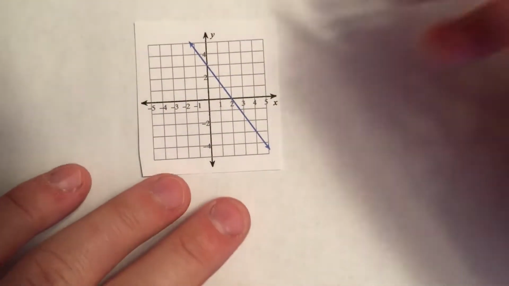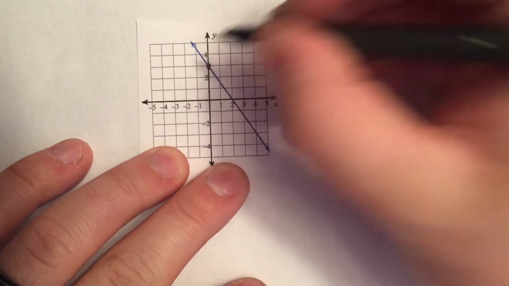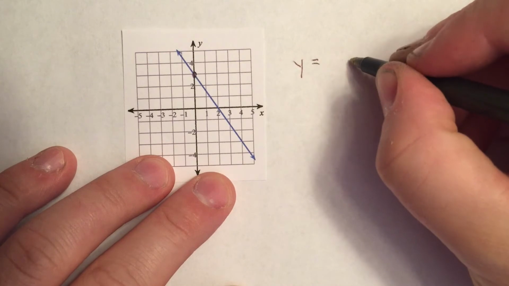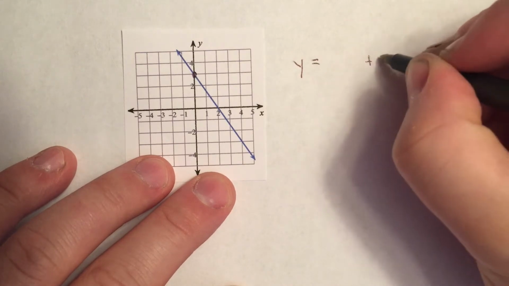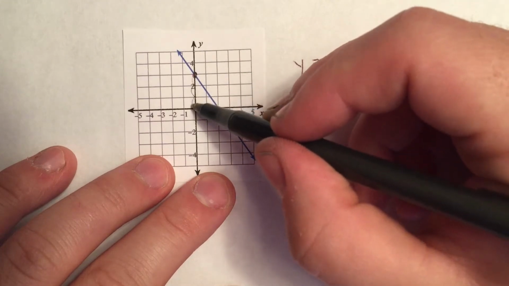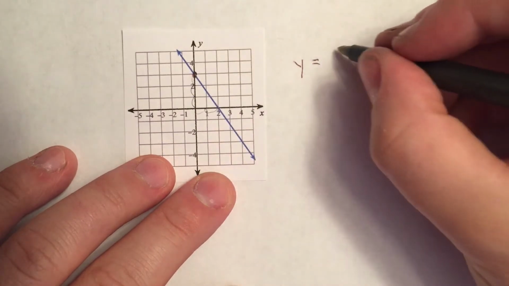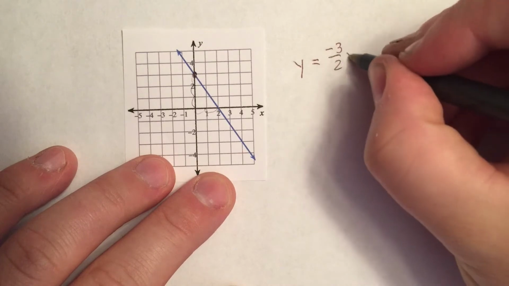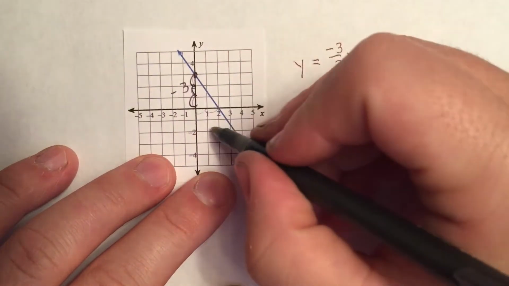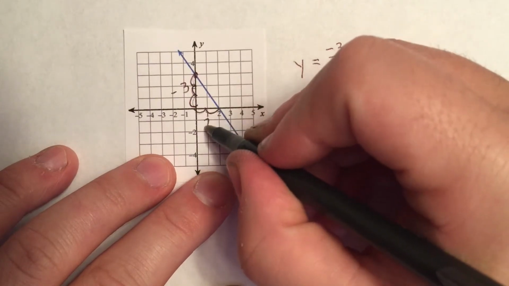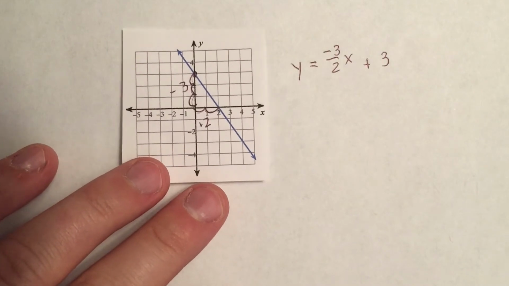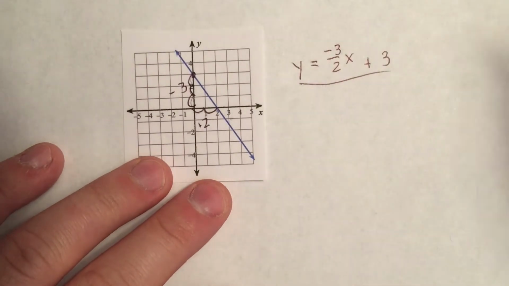Well, looking here, I have a y-intercept of 3, so I can easily create slope-intercept form. Y equals something something plus 3. Looks like our graph is going down 1, 2, 3 over 1, 2. It's going down 3 over 2. That's our slope. Okay? But how do we write that in standard form? This is slope-intercept form. How can we write it in standard form?